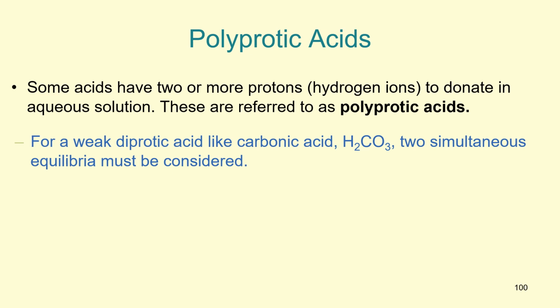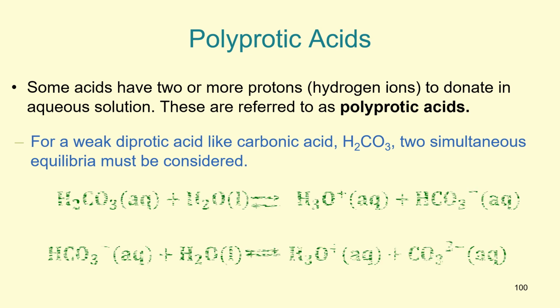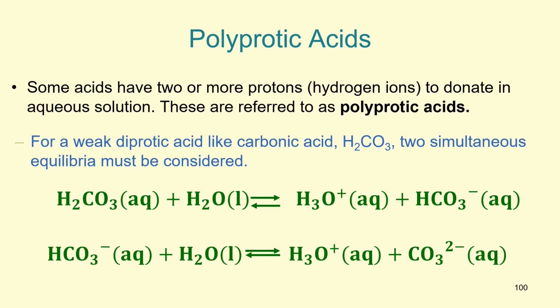Another example is carbonic acid. In this case, both of them are considered weak acids. So here we have our first equilibrium where one H is removed, and then we have our second equilibrium where another H is removed. And remember, we looked earlier, the Ka for the first one should be a larger number than the Ka for the second one because it's harder to remove an H plus from something that's already negative because they're attracted to each other. So harder to remove that second one, but you can.